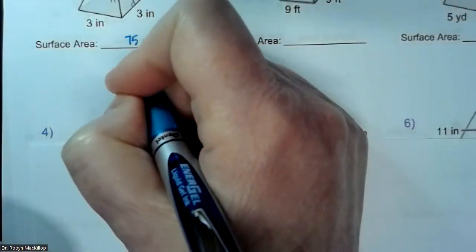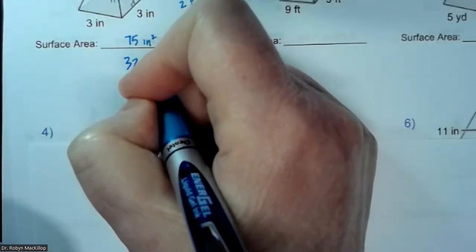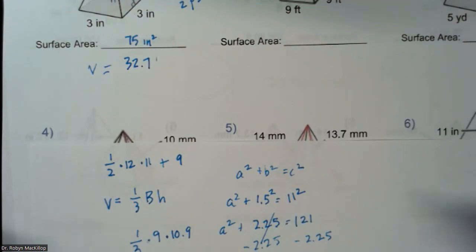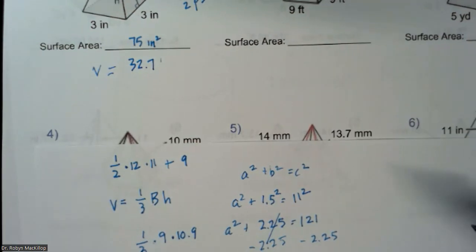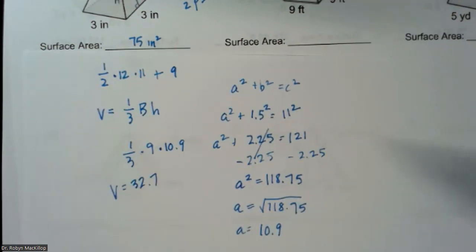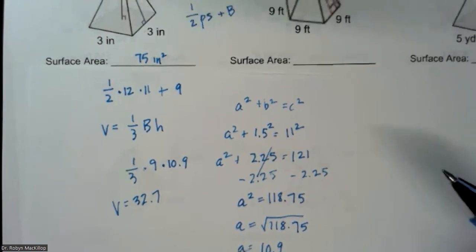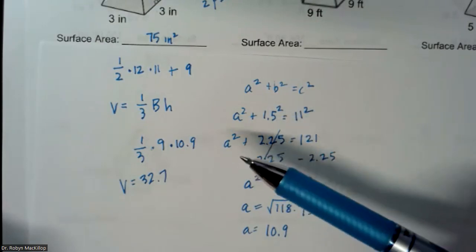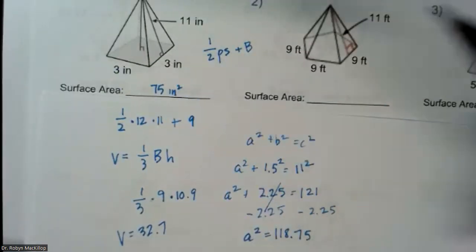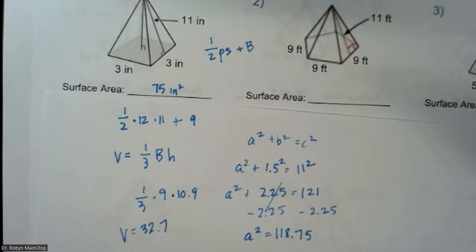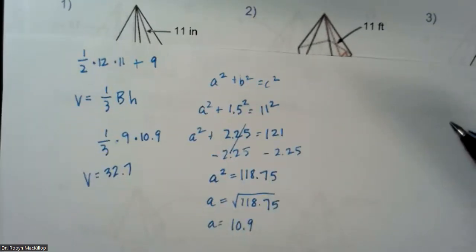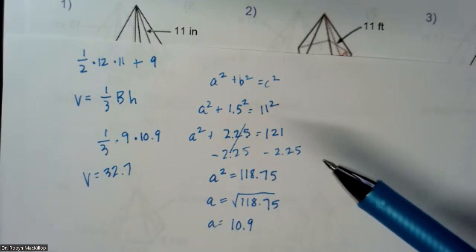32.7 is the volume. It's a lot. And you've got your calculator, which is good. You just have to keep track. I mean, this is a lot. This is one problem. That's one pyramid. That's a lot of writing for one problem. So just know you're probably going to get something like that.